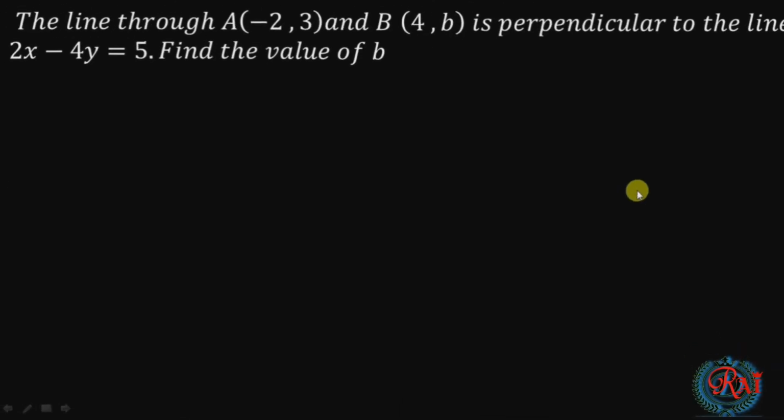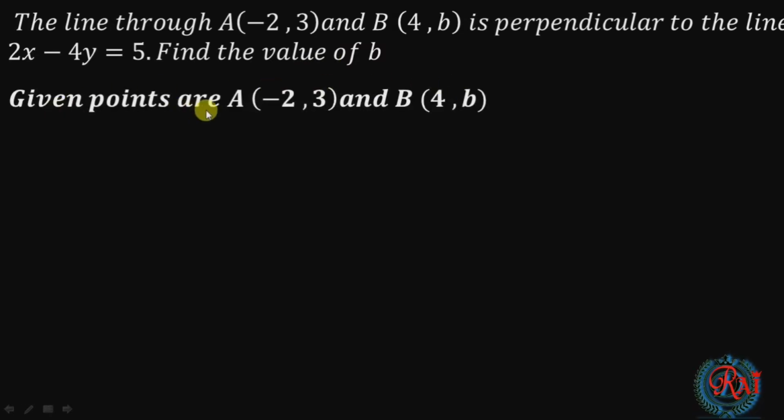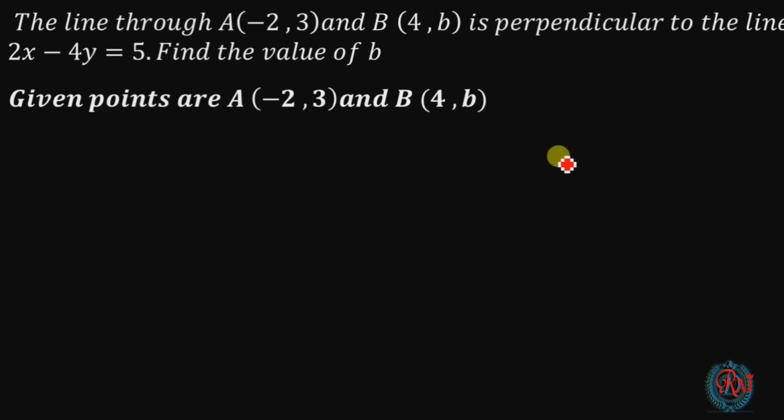Let's try another example. The line through A minus 2 comma 3 and B 4 comma b is perpendicular to the line 2x minus 4y is equal to 5. Find the value of b. So here given points are A minus 2 comma 3 and B 4 comma b. Let me explain this question with the help of an example.